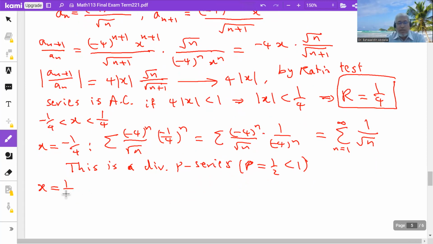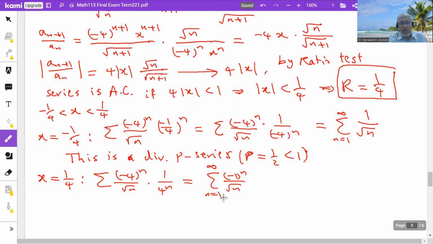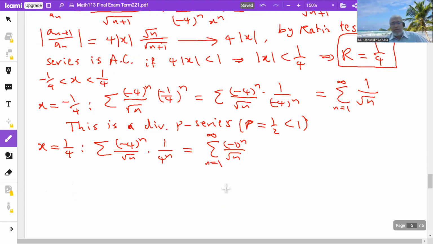But what happens when x is 1 over 4? In this case, I'll have (-4)^n over square root of n, and here there is no negative. So I'll have (1/4)^n. And this one I can write as (-1)^n times 4^n, which cancels with 4^n. So I'll have (-1)^n over square root of n. This would be the series in this case. And this is an alternating series in which b_n is 1 over square root of n. When n goes to infinity, it goes to 0.